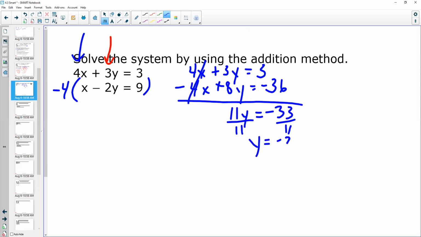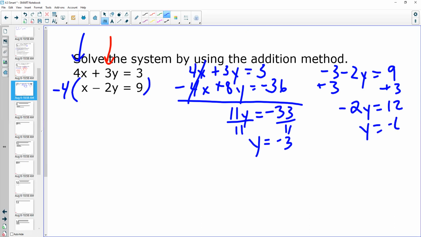I'm going to substitute that back into the original equation. So I'm going to do -3 minus 2y equals 9 plus 3, -2y equals 12. That means y equals -6. So that's my answer. Does it? Let's see if I did the math right. 2y plus, I think so, right? Okay.